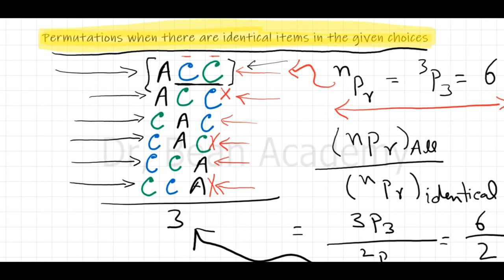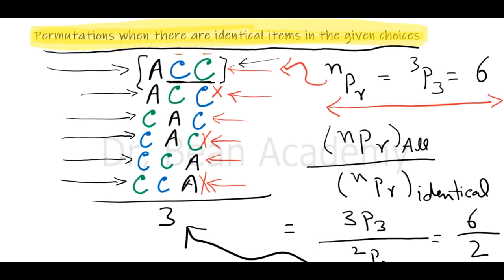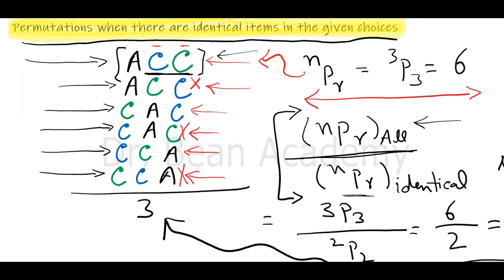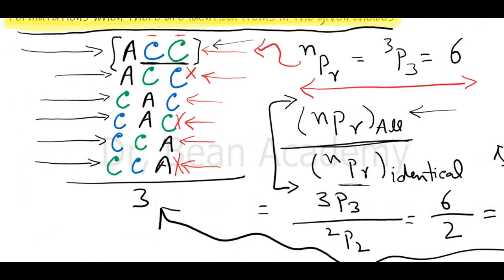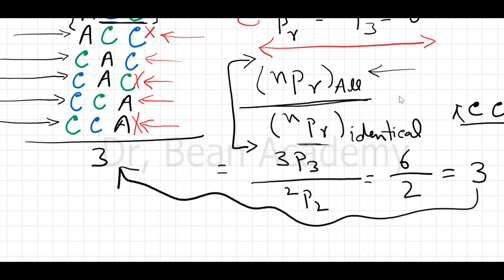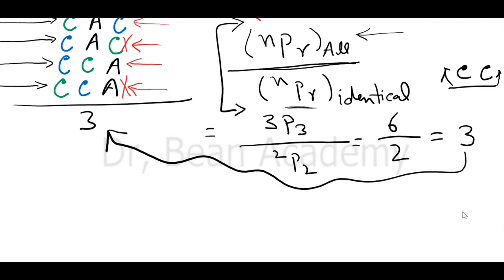So it means I have to change my formula to a different one when there is a repetition of the given choices. So first I will do the same classical formula, nPr for all the items and whatever is the size of the permutation, but I will divide it with nPr of the identical items, only for the identical items. Okay, so let me extend this version. So you can extend this formula as well.